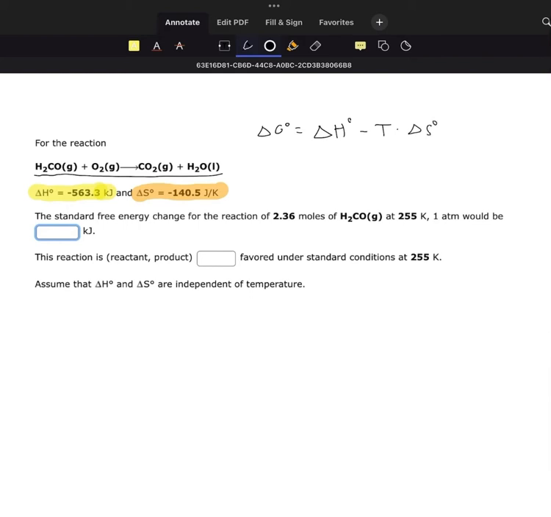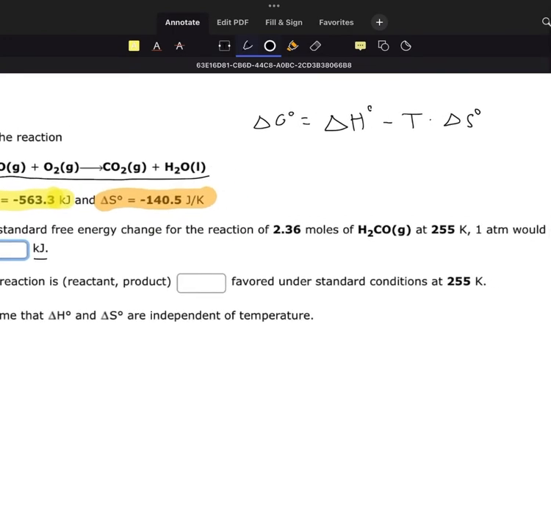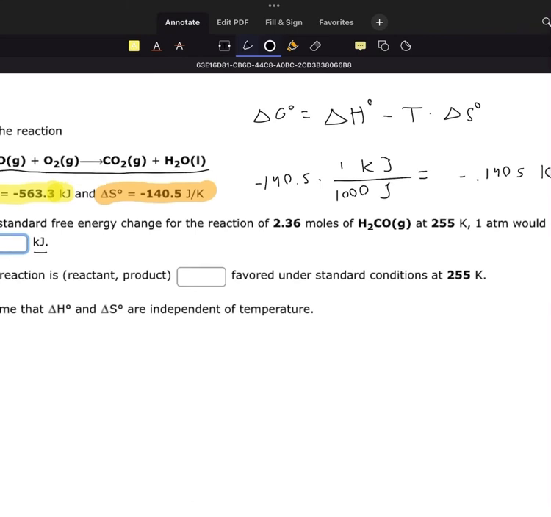times delta S naught. And since we want to find the standard free energy change in kilojoules, we would need to convert the delta S from joules into kilojoules. And so to do that, we just take negative 140.5 times 1 kilojoule over 1,000 joules, which equals negative 0.1405 kilojoules. And this is the number we want to use for our equation.